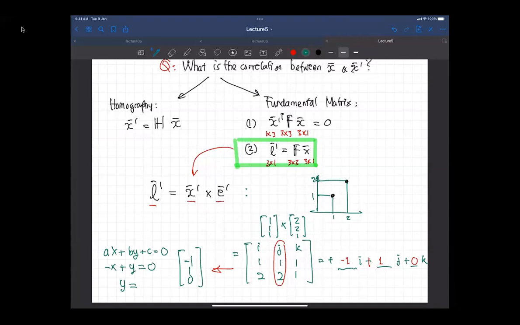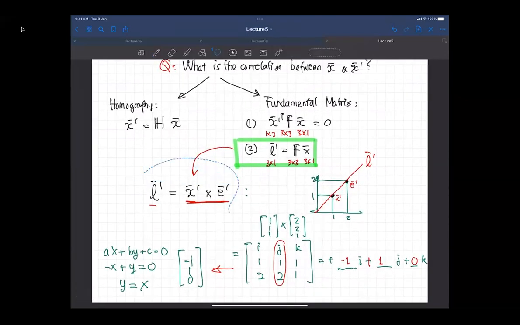Y equals to x. What is y equal to x? Y equal to x is this one. So that's how we get L from the cross product. Okay, so that's the meaning of this. With the cross product of 2 points, you can get a line. So this one is x prime, for example, and then this e prime, and this is L prime. Any questions here? So we can use cross product to get a line from 2 points.